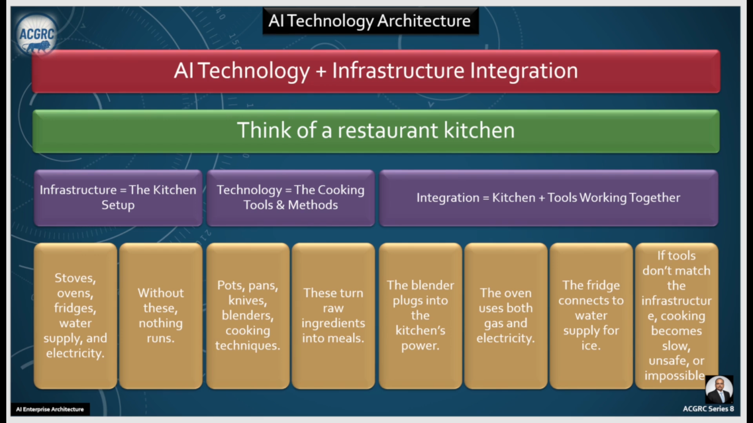Integration is about the kitchen and the tools working together. The blender plugs into the kitchen power, the oven uses both gas and electricity, the fridge connects to the water supply for ice. Now, if tools don't match the infrastructure, cooking becomes slow, unsafe, or impossible.